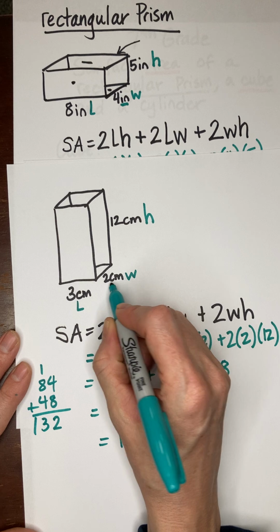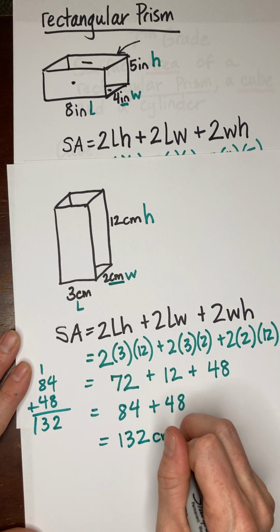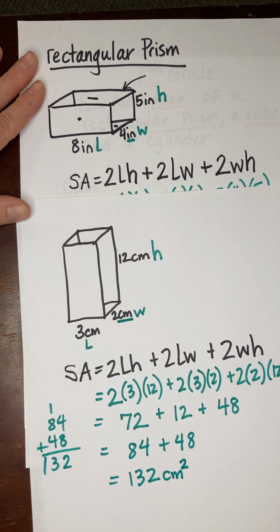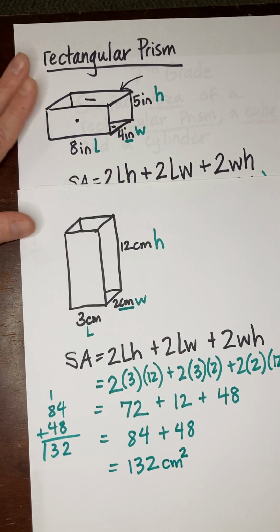Okay, so I'm going to look back up here. This time I have centimeters. Because I have area, it's centimeters squared. All right, and that is how we can find the surface area of a rectangular prism.